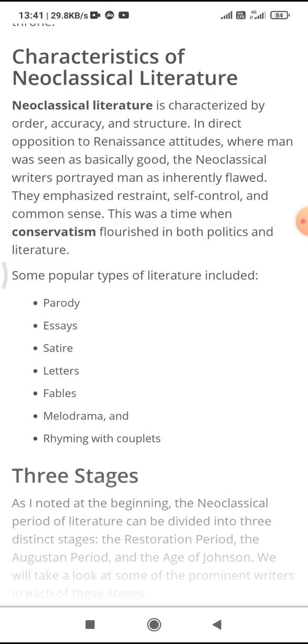This was a time when conservatism flourished in both politics and literature. Some popular types of literature included in this period were parody, essays, satire, letters, fables, melodrama, and rhyming couplets.